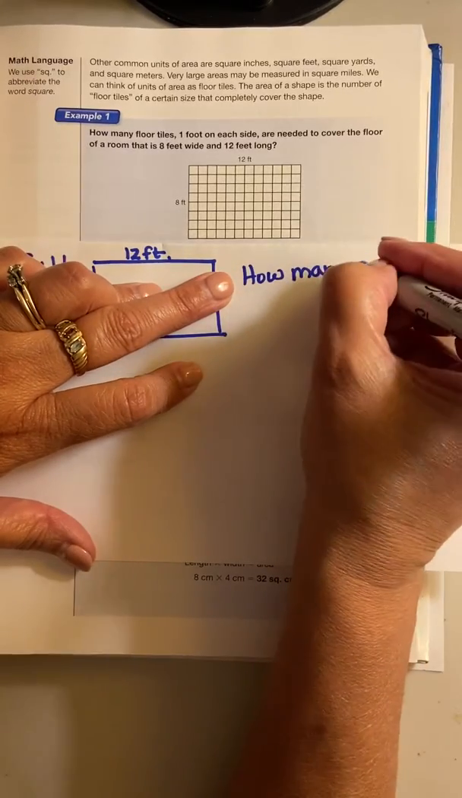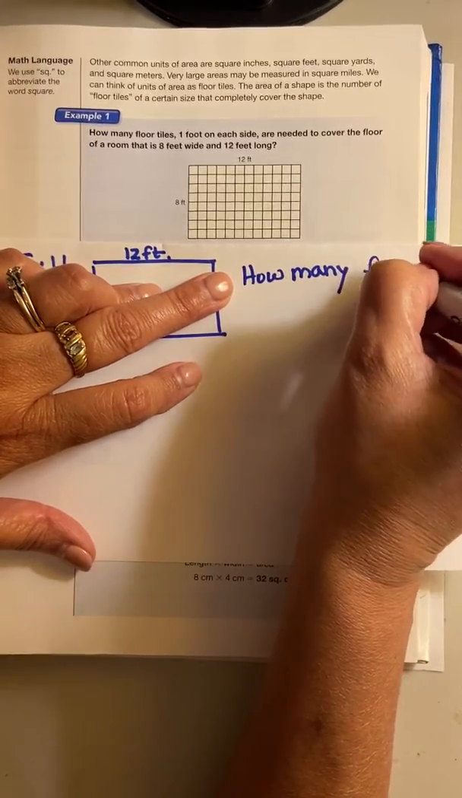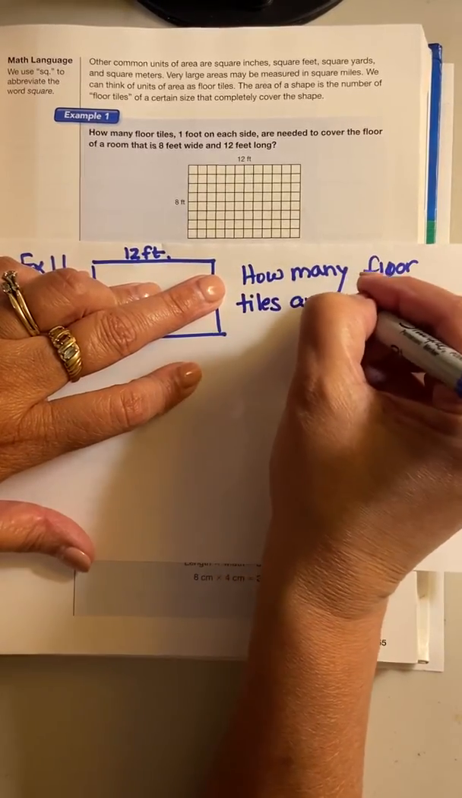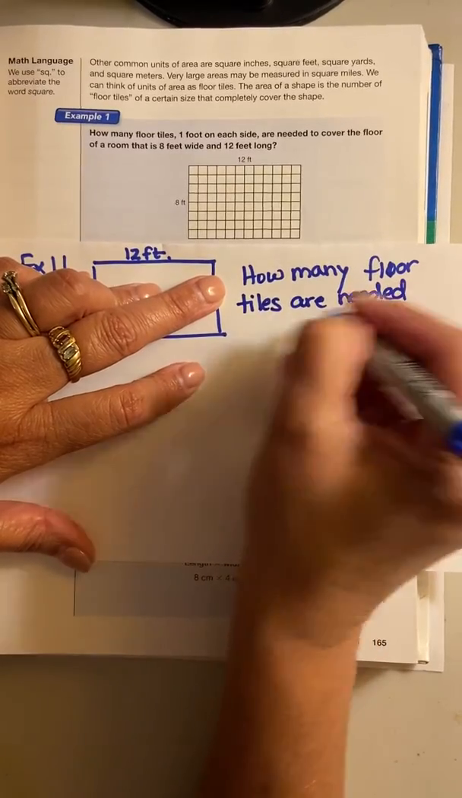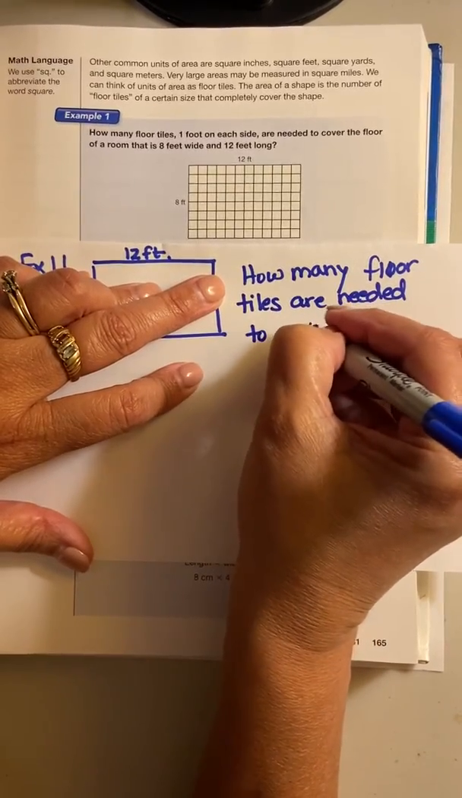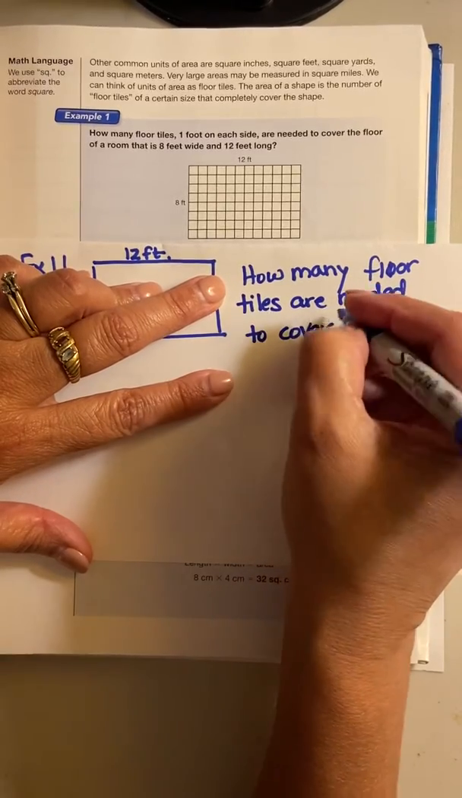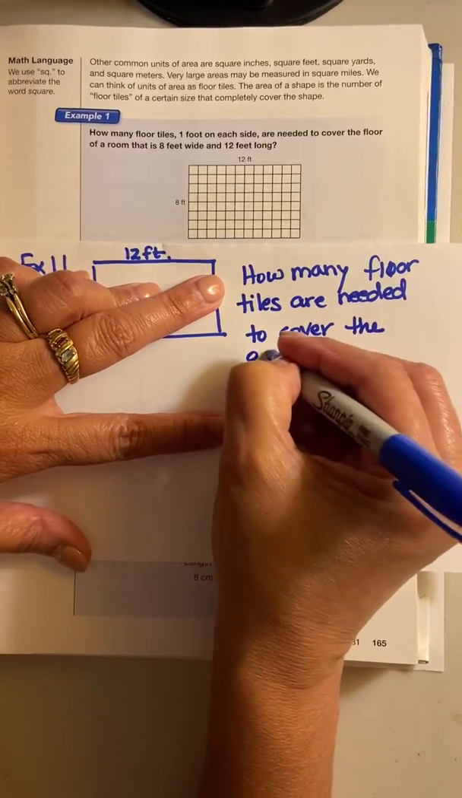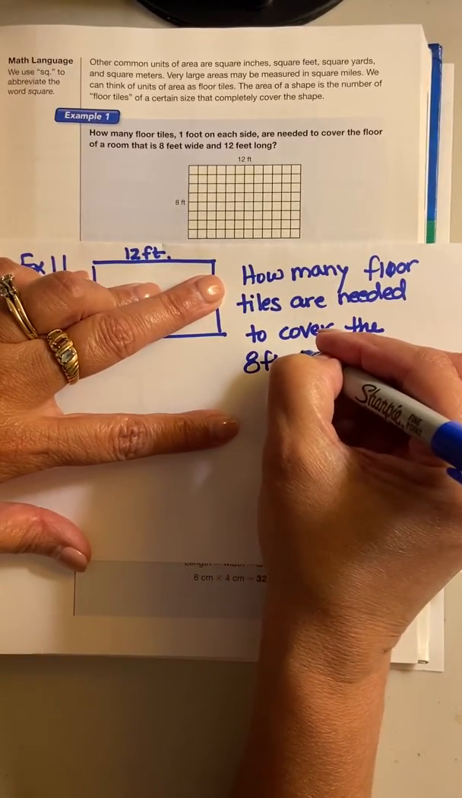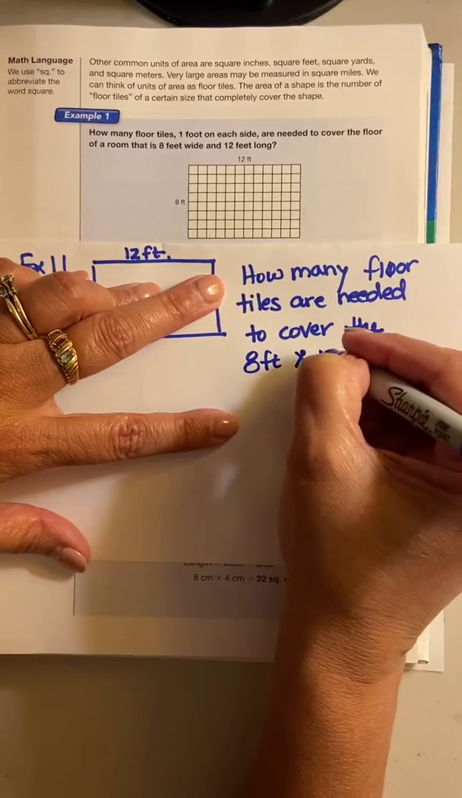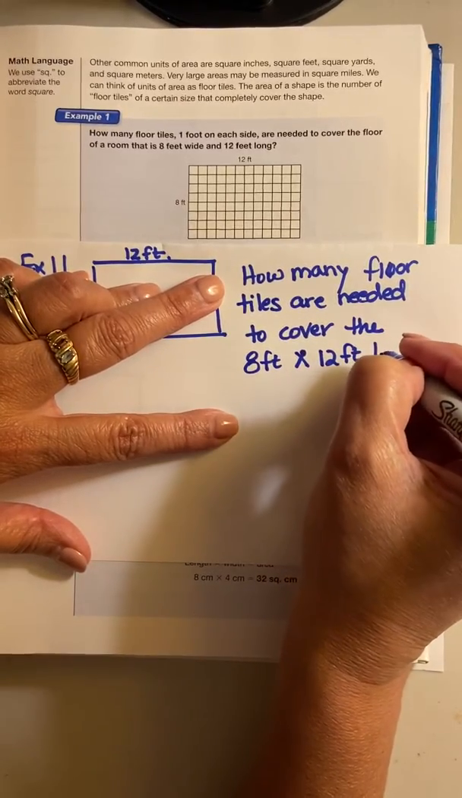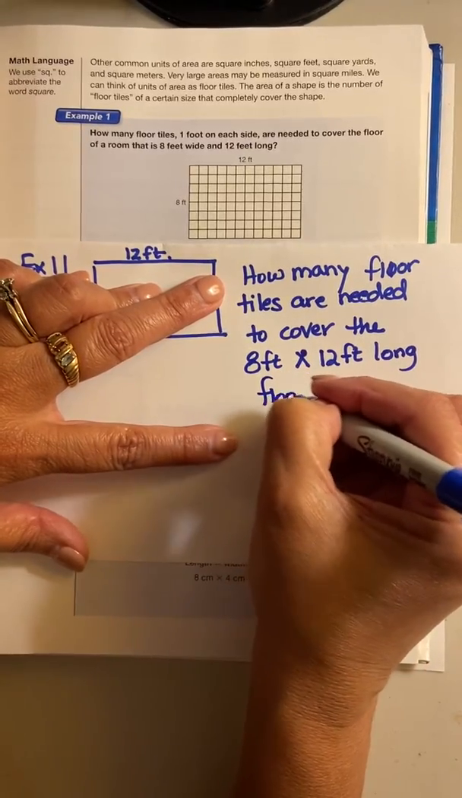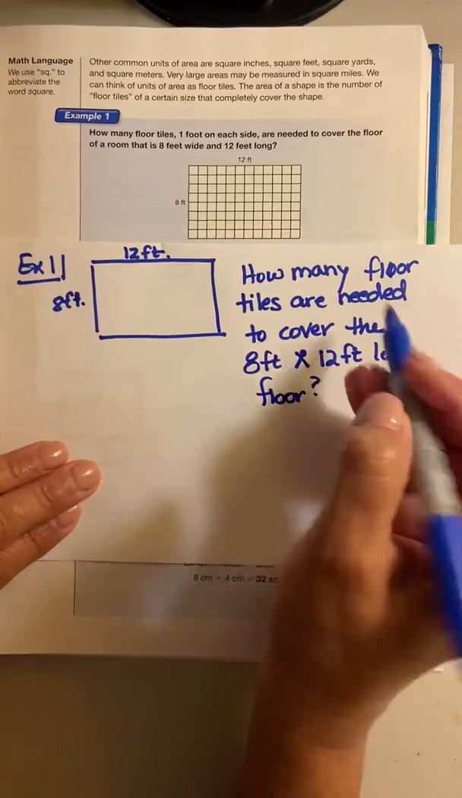How many floor tiles are needed to cover the 8 feet by 12 foot long floor. I know my sentence is not exactly the same, but it means the same thing.